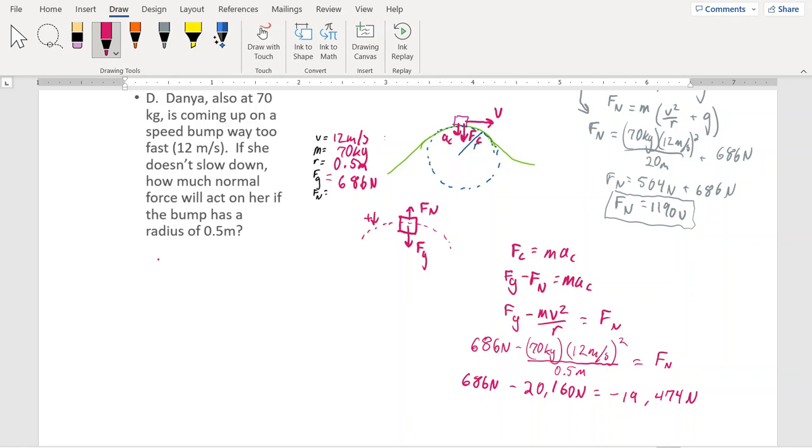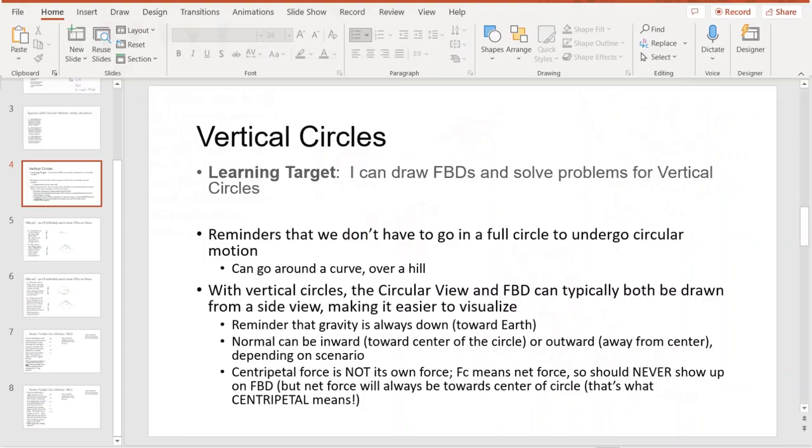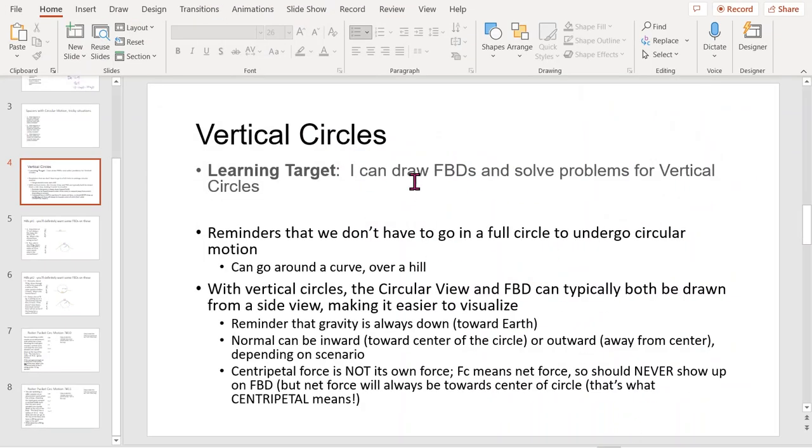Okay, so crazy stuff. And also, if you think about it, you don't want to go too fast over these speed bumps, unless you want to become a projectile, which I don't think your car would really appreciate. Thank you, physics, for helping us protect our cars. Oh, and I guess I should go back to making sure that we have covered our learning target. I can draw free body diagrams and solve problems for vertical circles. Yuppers, just did.